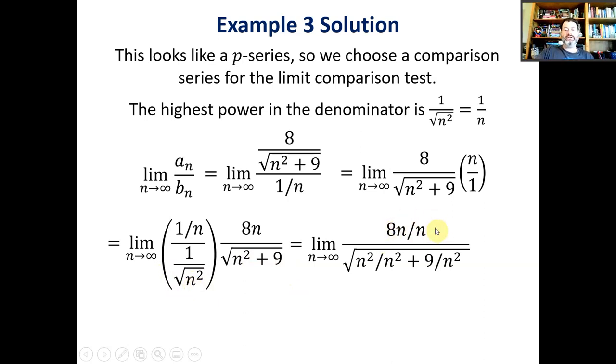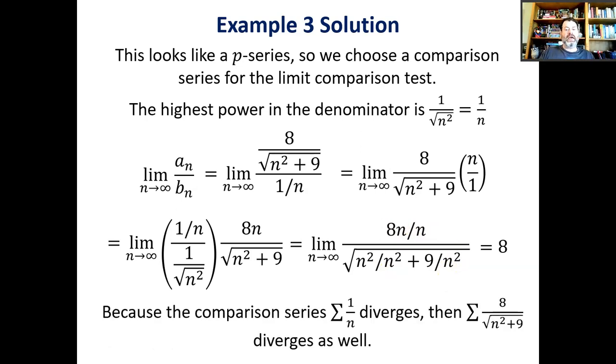This is just 8. This is just 1. And this is 0 when we plug in as n goes to infinity. So 8 over the square root of 1 is just 8. And so because our comparison series, 1 over n, diverges, that's a p-series, p equals 1. That's actually the harmonic series that we studied in detail earlier. Because this is a number that is not 0, whatever this series does, our original series does too. So they both diverge.